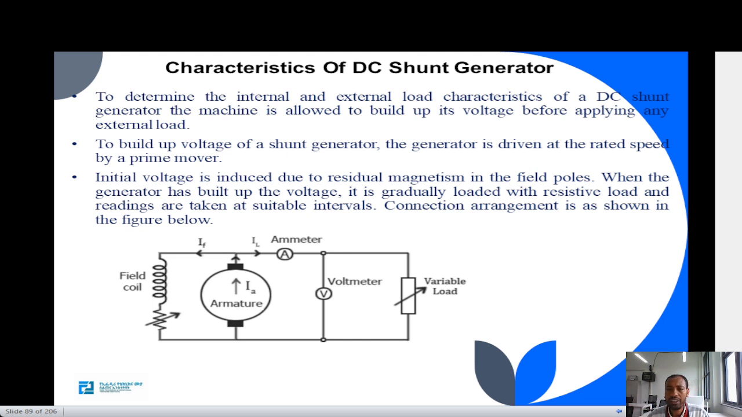And next time we are going to see the characteristics or the behavior of our DC shunt generator. This is going to be covered in the next section.